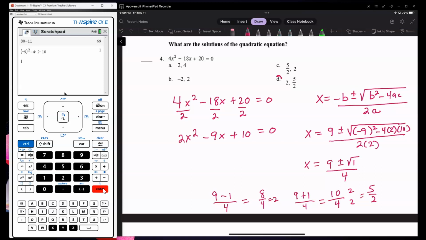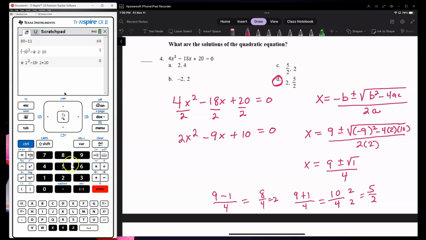On the test it won't be like that, so I'm just going to select D. Now if you want to check your answer, all you would have to do is substitute. So you have 4 times parentheses 2 squared minus 18 times 2 plus 20. And you get 0. Okay.